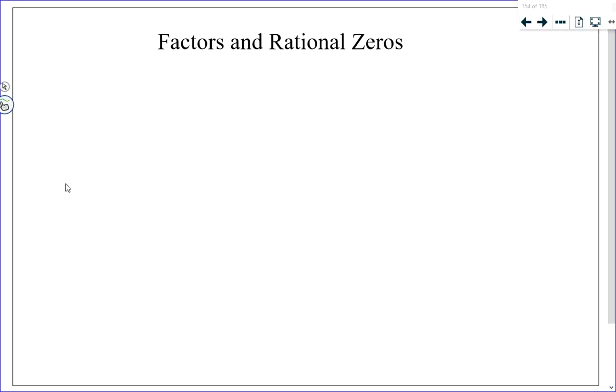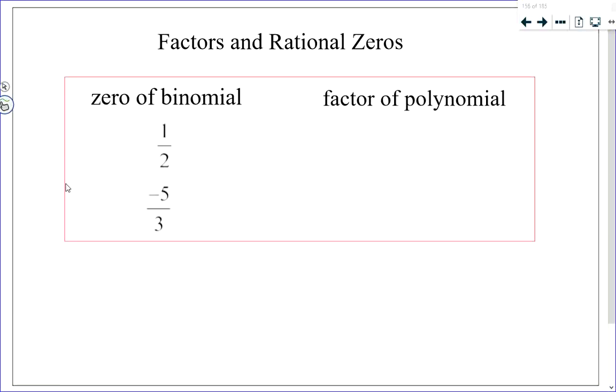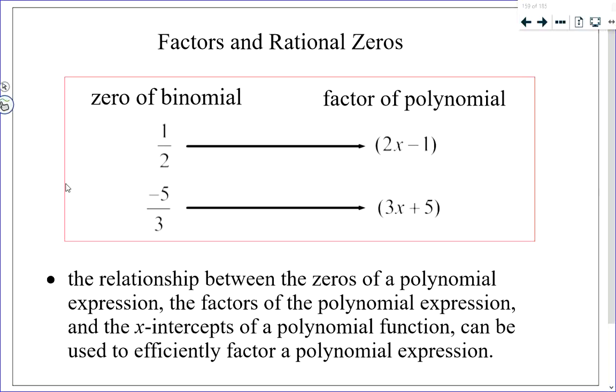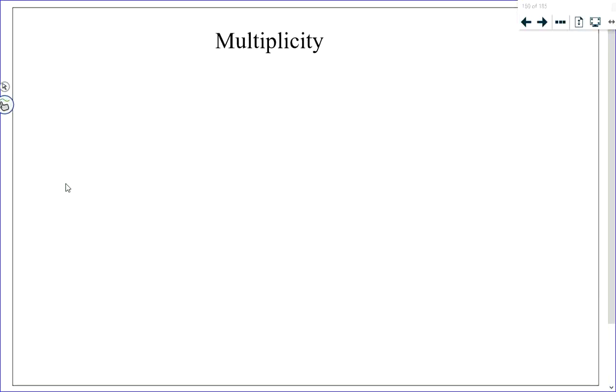What if you have rational zeros? What if you have zeros of 1/2 or zeros of 5/3? You ought to be able to work backwards and say that a factor that would give a 0 of 1/2 is 2x minus 1, and 3x plus 5 would give a 0 of -5/3. And again, you can use the relationship between those zeros or x-intercepts and the factors of the polynomial to factor a polynomial efficiently without using a whole bunch of synthetic division necessarily.